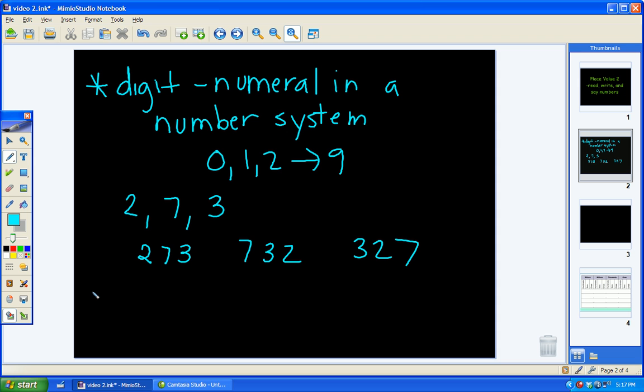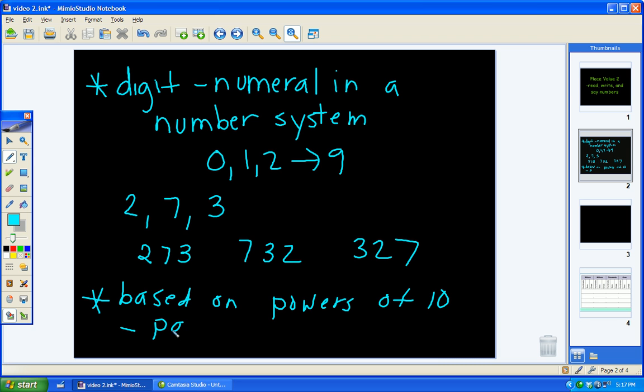Our number system, what we talked about the other day in the video, is based on powers of 10. And we have to remember that because of these powers of 10, we have patterns that emerge in our place value system. The pattern that you will see every time in all of our numbers is the ones place, tens, and the hundreds. And we'll talk about that a little bit more in just a second.